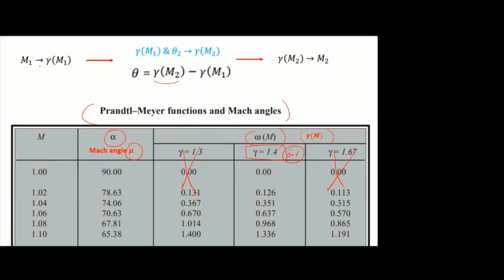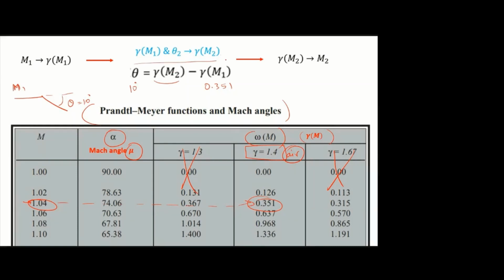Now this is the table. So normally in the problem they will give m1 and this theta. Once you know m1, you have to go to this Prandtl-Meyer function table. For example, my m1 is 1.04. Using that you can find the corresponding gamma m value, 0.351. So here it is 0.351. Assume this theta is 10 degree. So here it is 10.